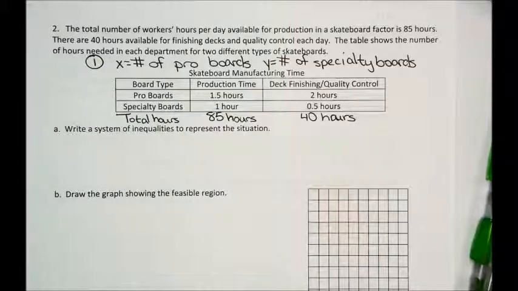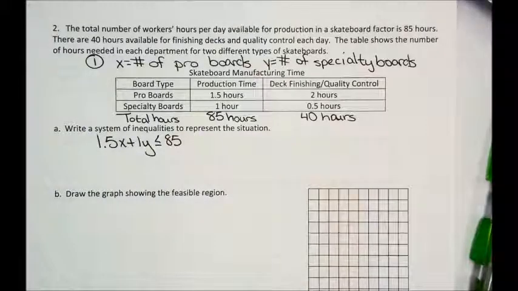If I say 1.5 times the number of pro boards, that should give me the number of total hours spent on production for pro boards. Add to that the 1 hour times the number of specialty boards, which would give me the total amount of time spent on production for specialty boards. That total added together needs to be no more than 85. So I can use a less than or equal to sign to represent this inequality.